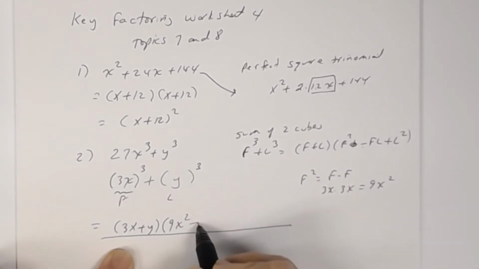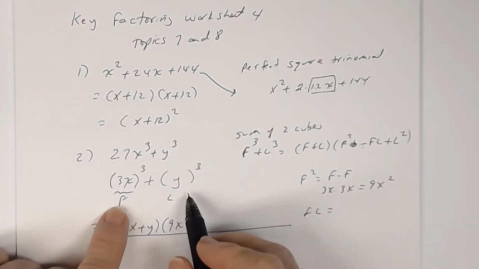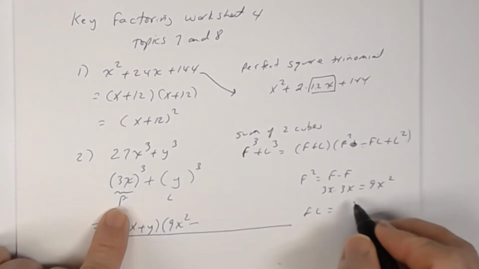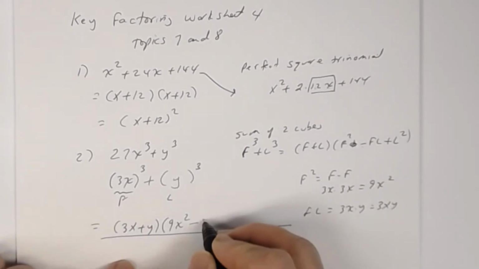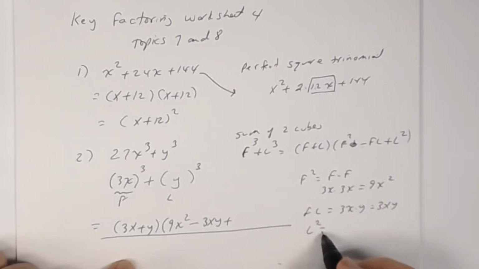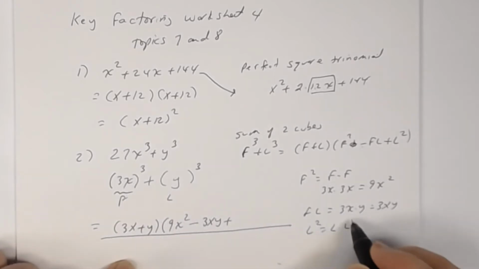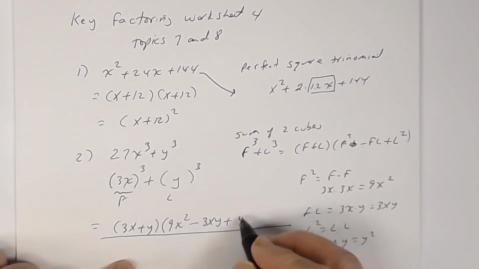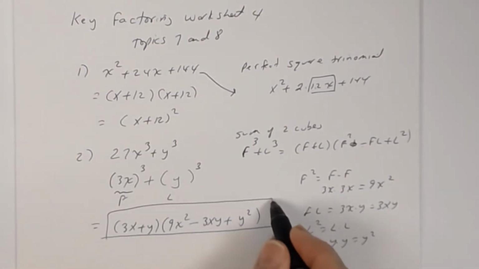Minus, so subtract, and then f times L means I take f and I take L and I multiply them together. So in other words, 3x times y is 3xy. So that's your middle term. Plus, and then L squared. L squared means L times L. Well, L is y. So that means y times y is y squared. And so there's your last term. And so this is your answer. Okay, so that's the answer.